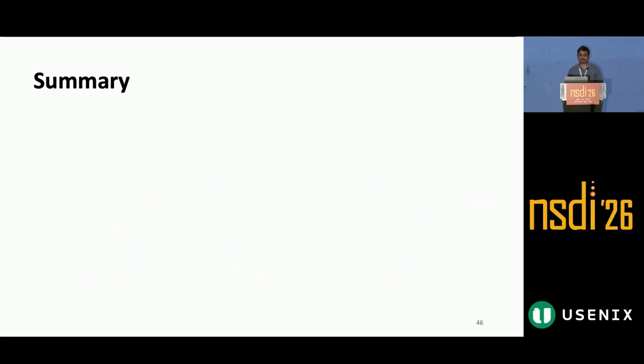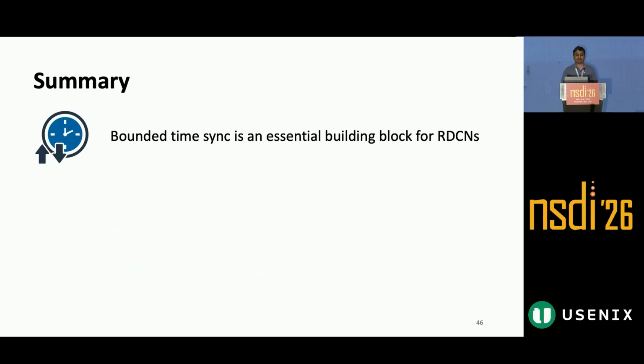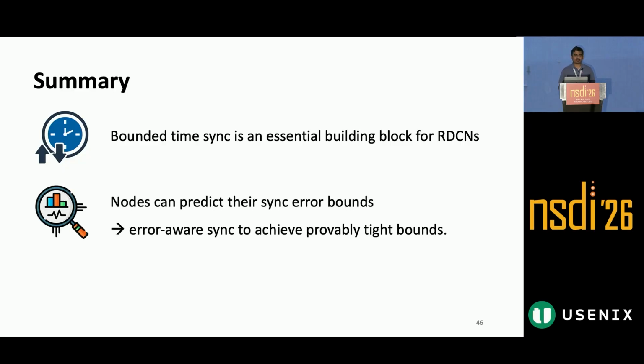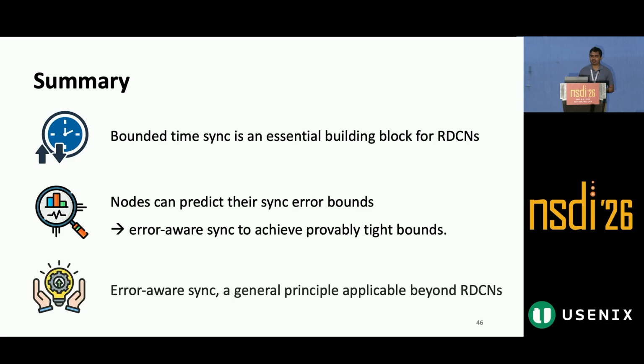So, to summarize, bounded time sync is an essential building block for reconfigurable data center networks. In this paper, we show that nodes can predict their sync error bounds and thereby perform error-aware synchronization to achieve provably tight bounds. And finally, error-aware synchronization is a general principle which is applicable beyond reconfigurable data center networks.